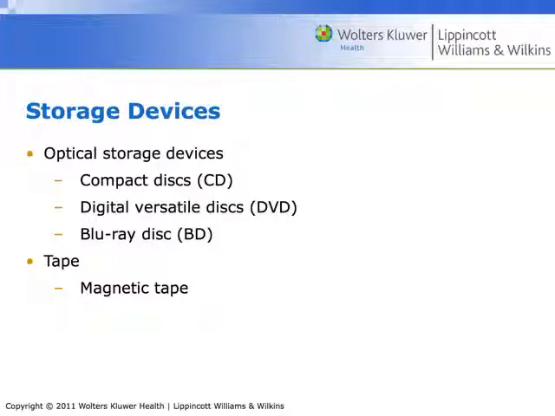Interestingly enough, space shuttles use magnetic tape systems for storage because CDs spin so fast. Blu-ray discs spin so fast that it could actually affect the trajectory of the space shuttle, right? So they use magnetic tape still to store information on space shuttles because it can store a lot of information, it can be retrieved, and it doesn't spin.